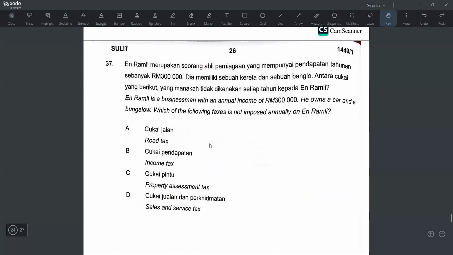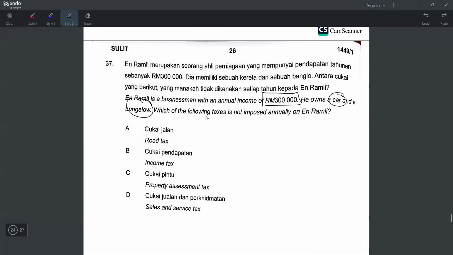37. Encik Ramli is a businessman with an annual income of 300,000. Annual income is pendapatan tahunan. So 1 year income is this. He owns a car and a bungalow. Which of the following taxes is not imposed annually on Ramli?